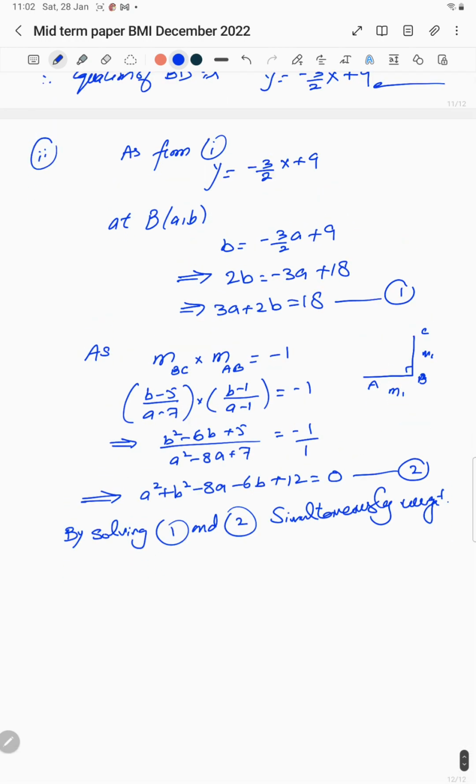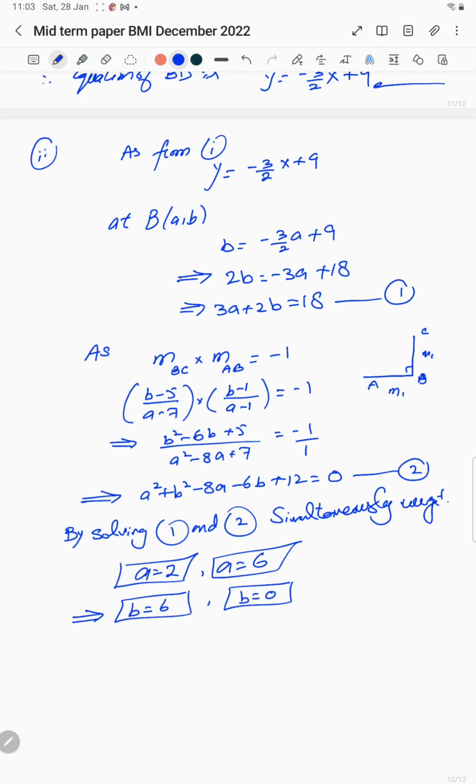Here, you guys are well aware how to solve this. Make any variable the subject, put the formula here, and after getting a quadratic equation, simplify this. You will get a equal to 2 and a equal to 6. We'll get two values of a. That gives me two values of b. When a is 2, then b is 6. When a is 6, then b is 0.